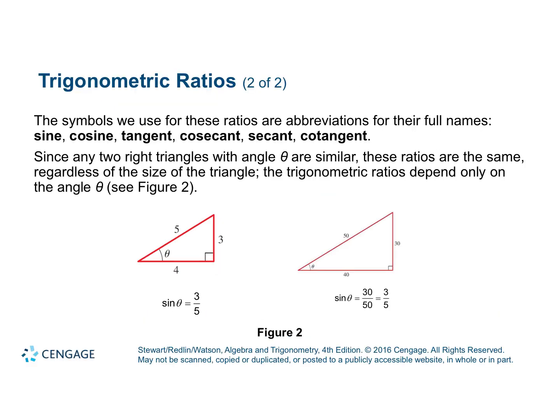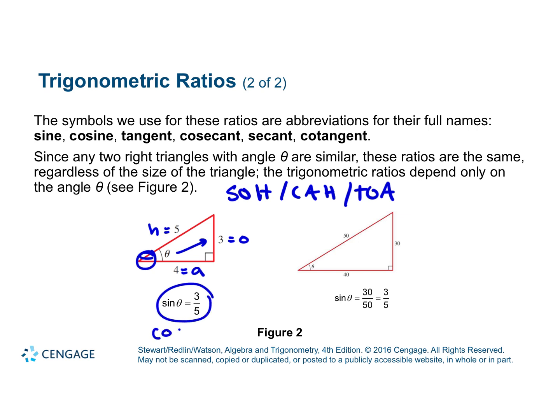So here it just does an example of sine for us. So theta's down here. So our 3 would be opposite, 5 would be the hypotenuse, and 4 would be our adjacent. So when we do SOHCAHTOA, sine is opposite over hypotenuse. So that would be 3 over 5, which it gives us here.